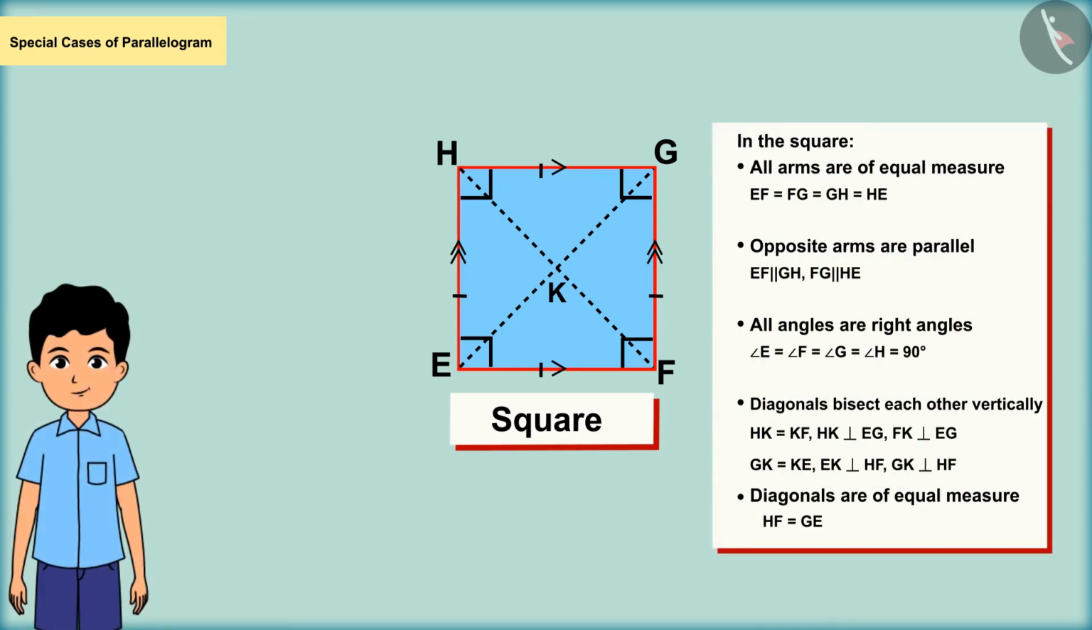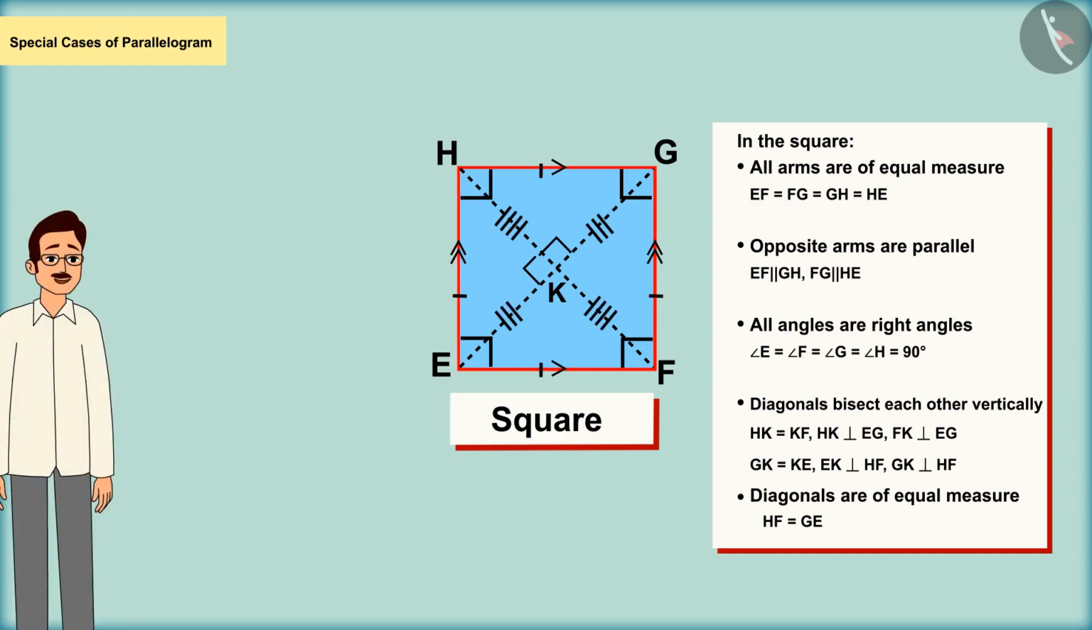Sir, all the arms in the square are of equal measure. The opposite sides are parallel. All angles are right angles. And since it is also a rhombus, its diagonals are perpendicular to each other. Very good, Raju.